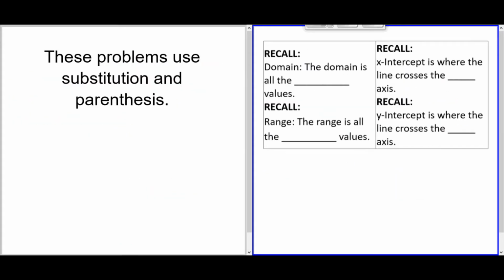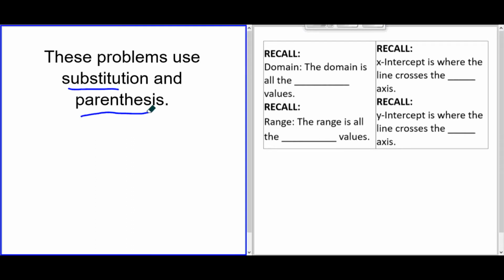Okay, so the first set of problems in those notes all use substitution and parentheses. First, take a second, pause the video and think about these statements that say recall. The domain is all the blank values, the range is all the blank values, the x-intercept is where the line crosses the blank axis, and the y-intercept is where the line crosses the blank axis. Pause the video and take a minute to try to fill in those blanks.